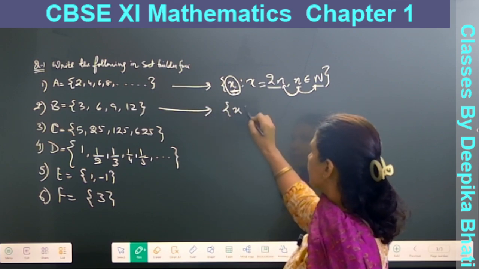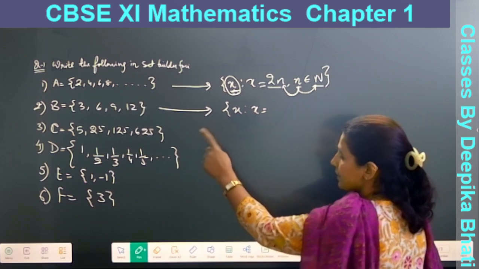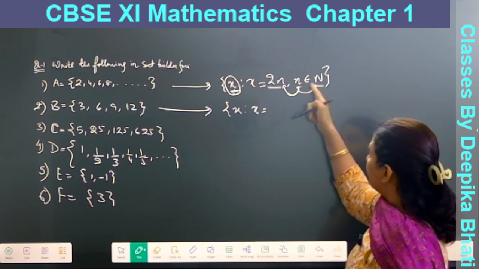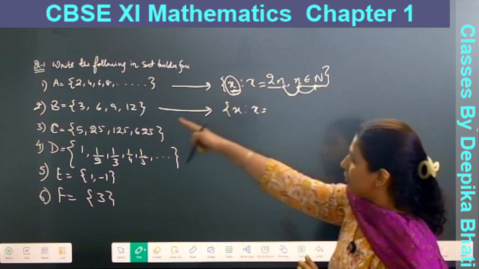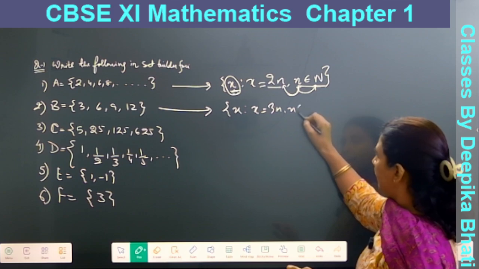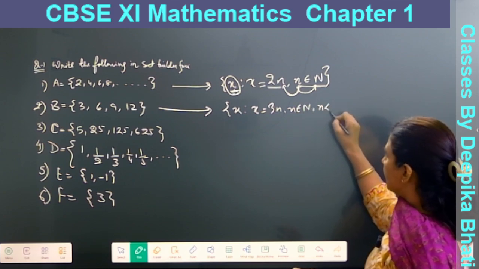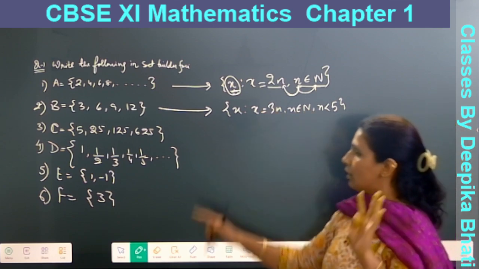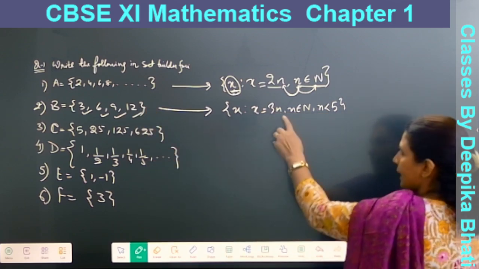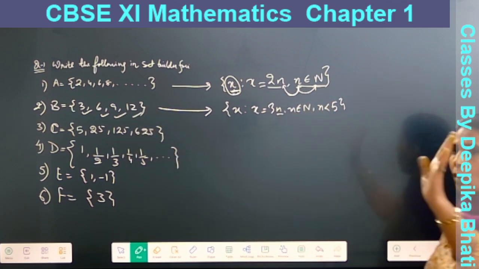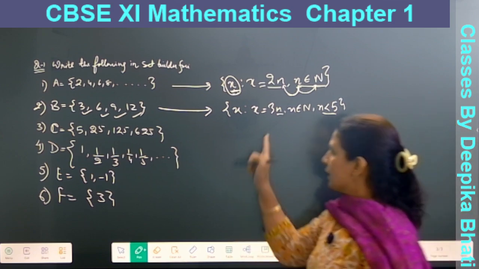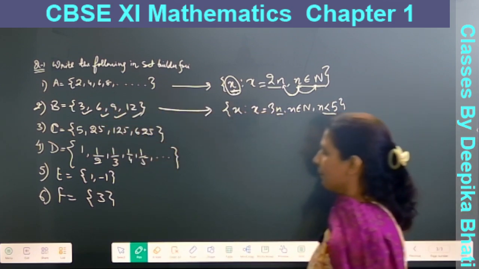This is x such that x is equal to 2n, and here the set is finite. So you must remember that if we use n belongs to natural numbers, it will become an infinite set. So we have to put a limitation on n, that n must be less than 5, because we need only the first 4 multiples. That means n can take value 1, 2, 3 or 4. So n should be less than 5. Okay, so this will give you set B.